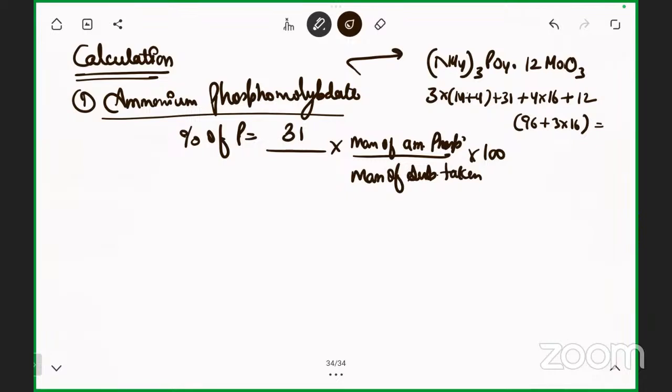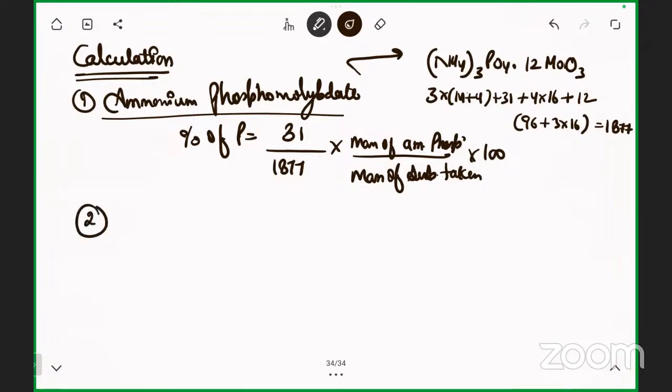So this is coming around 1877. So that is 31 divided by 1877 into mass of ammonium phosphomolybdate divided by mass of substance taken into 100. Okay. So this is the first method.